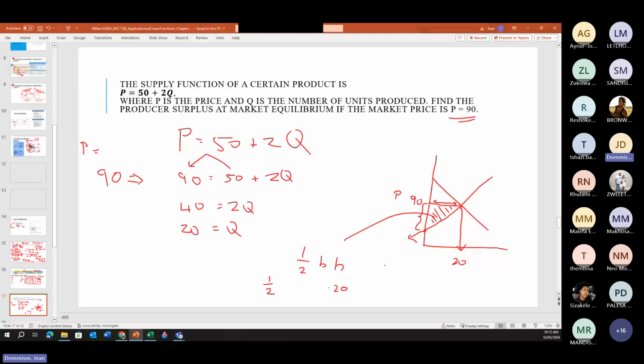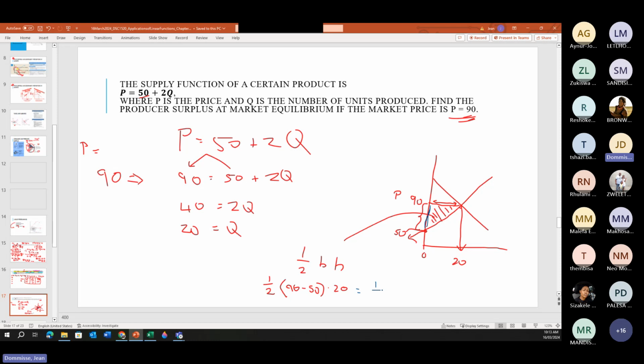And that we did last week to check, so that is your cutoff. So that point would have been 50. And they give us the formula. So that point is 50. So when Q is equal to zero, your price is 50. So we know that is 50, we know that is 90, because that is what they've given us. So the difference between the 90 and the 50 will give us that base that we will need to work with. Okay.